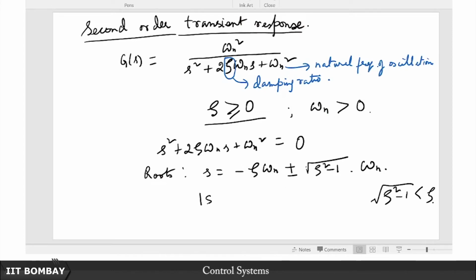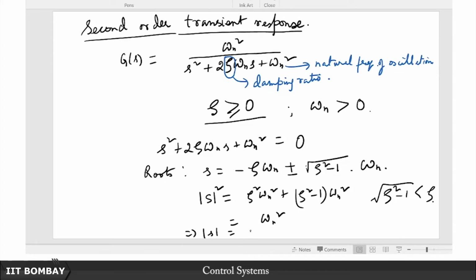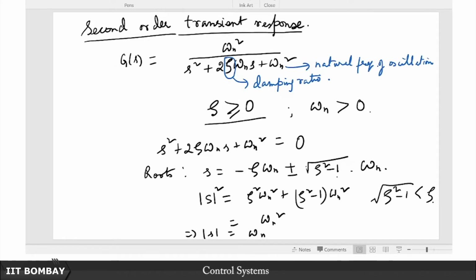Notice that the magnitude of the root is nothing but zeta squared omega n squared plus zeta squared minus 1 times omega n squared, which is nothing but omega n squared. So in other words, the magnitude of the root, the magnitude of the complex number, whether it is a complex number or a real number, is going to be nothing but this omega n, all right.